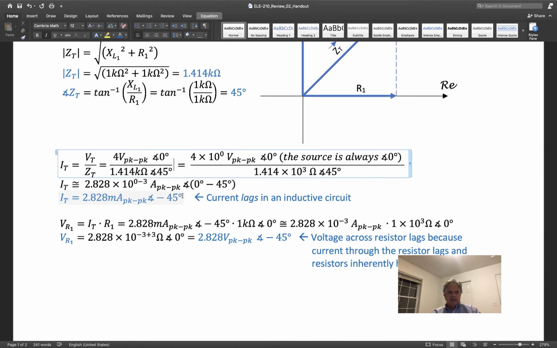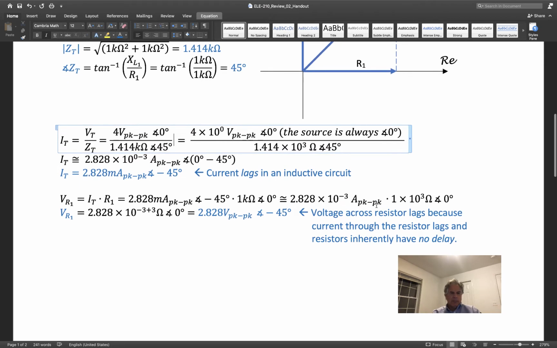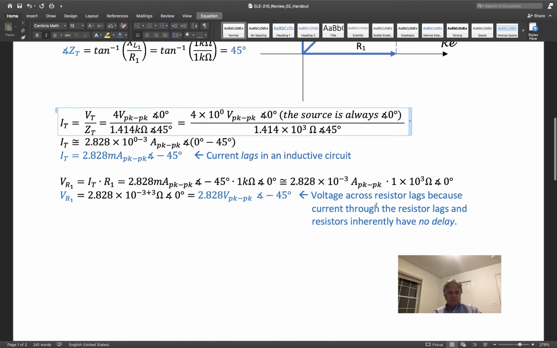And it makes sense that the current is at a negative angle because current lags in an inductive circuit. You remember that. Now VR1, we're still using Ohm's law. We have IT, the total current, which is the only current flowing in a series circuit, and it's certainly the current flowing through R1, times R1 is equal to 2.828 milliamps peak to peak at an angle of minus 45 times 1 k ohm at an angle of 0.